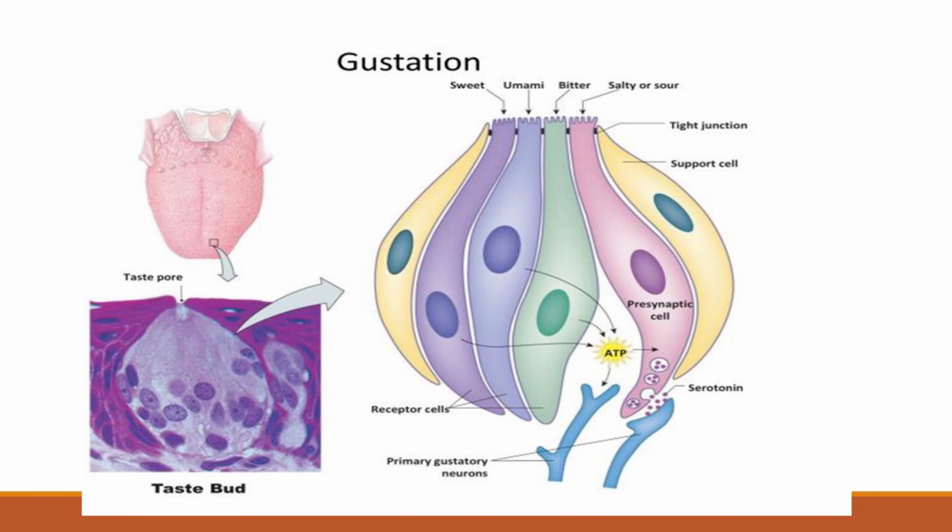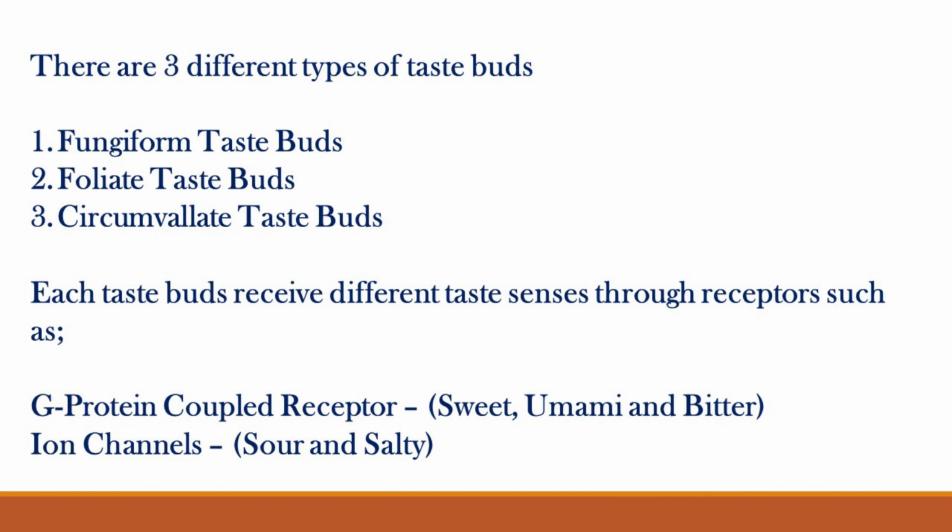the tongue consists of 3 different types of taste buds. The first one, fungiform taste buds, is located in the anterior portion of the tongue, the front side. The foliate taste buds are located on the side part of the tongue, and the circumvallate taste buds are located on the back side of the tongue. Each of these taste buds, whether fungiform, foliate, or circumvallate, consists of different taste senses through receptors.